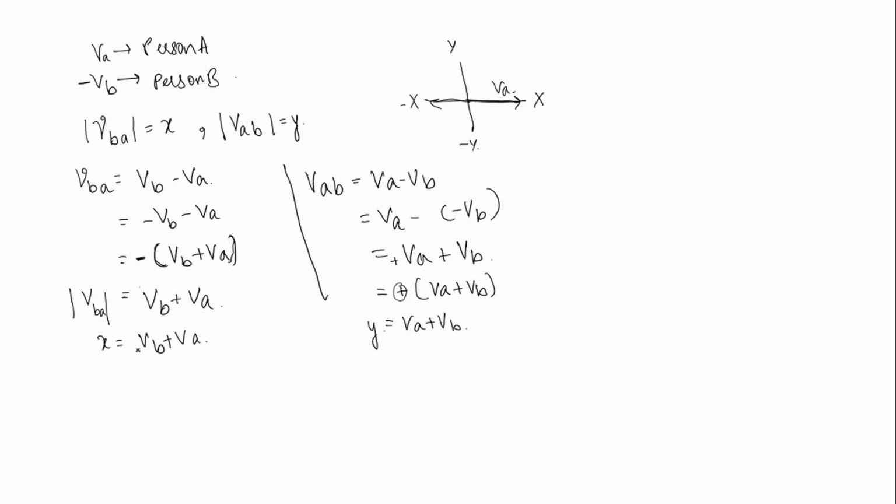Now we can see that x is equal to y. So now you can see the velocity of B with respect to A is equal to the velocity of A with respect to B. So x is equal to y. So the option is C.